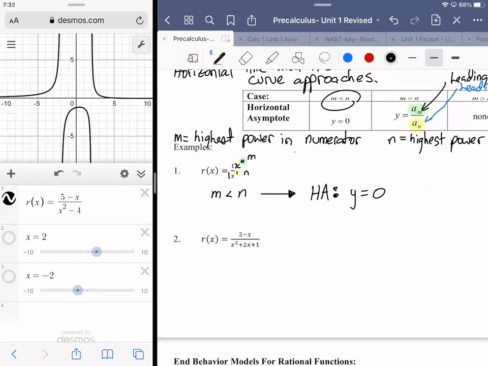So in the next example, you see a 2, you see an x, right? So that negative x is really negative x to the first power, right? That 2 has an assumed x to the 0th attached to it. That won't be the high power. The high power is the only one I'm interested in, right? So that's my m value. The n value is a 2 here. So in this case, m is again less than n. So another situation where we have a horizontal asymptote where y is equal to 0.